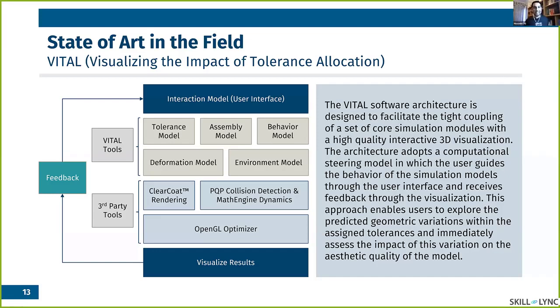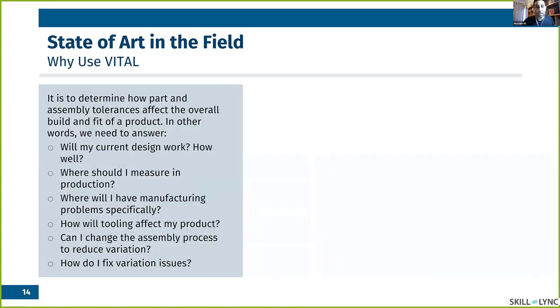So let's ask why we use Vital. Let me say that it is to determine how part and assembly tolerances affect the overall build and fit of a product. In other words, we need to answer many questions like, will my current design work? If yes, how well? And where should I measure in production? Where will I have manufacturing problems specifically? How will tooling affect my product? Can I change the assembly process to reduce variation, or how do I fix the variations?